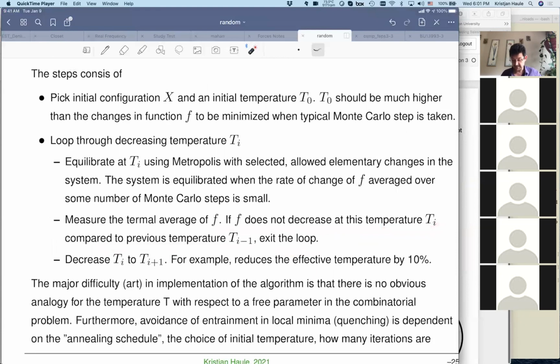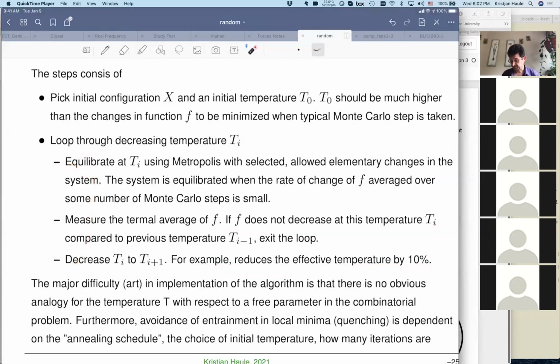But if the function still decreases, then we need to decrease the temperature, for example by 10%, and rerun until the function is no longer minimized further. Now, of course, reducing the temperature by 10% might sometimes be too fast. For the traveling salesman problem, 10% works pretty well. But if you have a more complicated problem, you might need to reduce the temperature by 1% and run a long time.